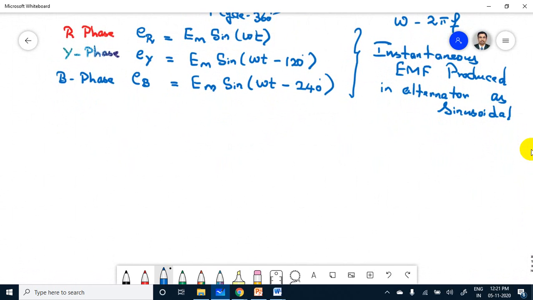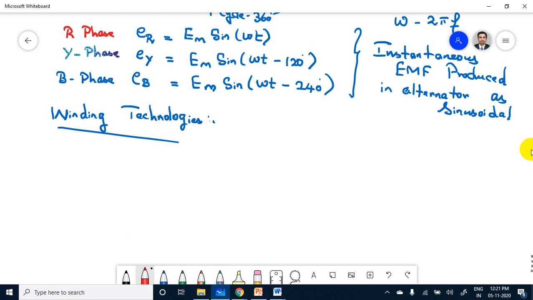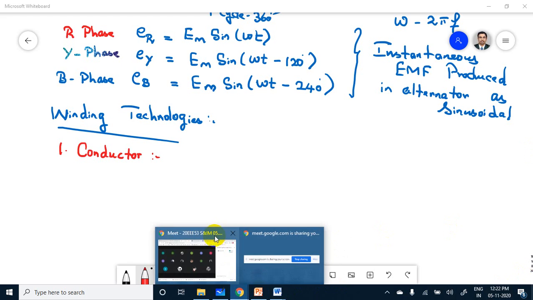Now we are going to see some of the winding technologies in the armature, because the armature is the rotating part. Winding technologies in an alternator. The first winding technology is the conductor.